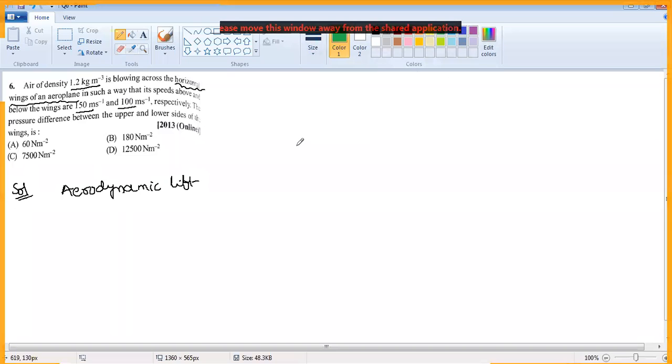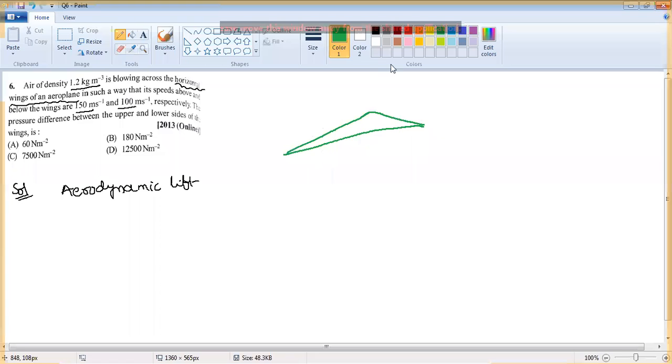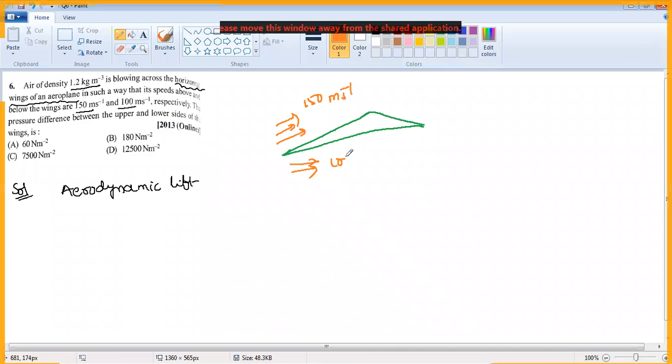Let's look here. This is the aeroplane wing, and we are assuming the wings are horizontal. The speed of the wind above the surface is 150 meters per second, and below the surface the wind is 100 meters per second. Assume the upper side and lower side are at the same horizontal level, which means H is the same for both.